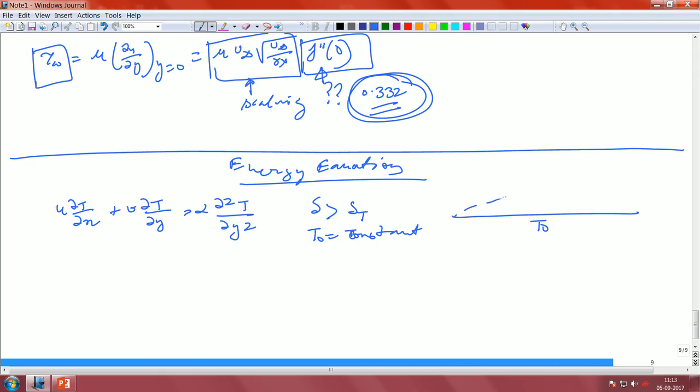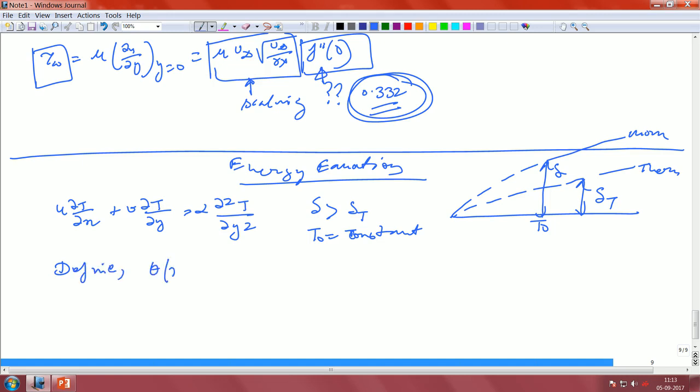So, this is how the profiles are developing, the two profiles. This is the momentum, this is the thermal. This is delta, this is delta T. So, that is the premise. Now, we define, the rest of the definitions are already done. The new kid on the block is basically your temperature.